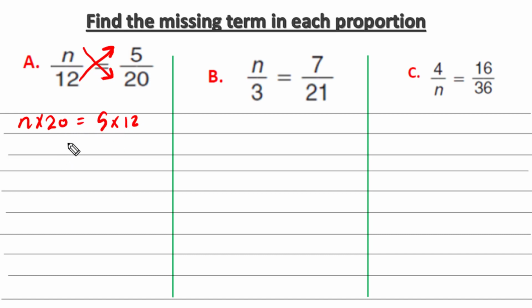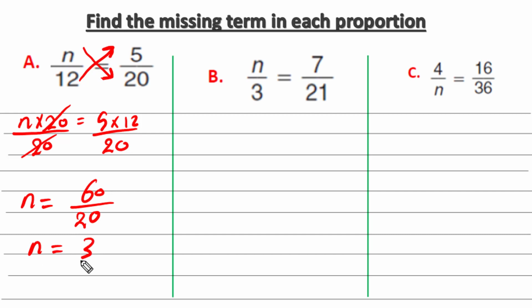Now to find the value of n, just divide both sides by 20. We get n equals, cancel out common factors, 5 times 12 equals 60. 60 divided by 20 equals what, mister? Yes, equals 3. Or you can cancel out common factors. 20 is divisible by 5 equals 4. 12 is divisible by 4 equals 3. Now we get n equals 3.